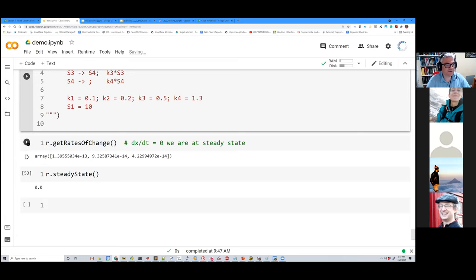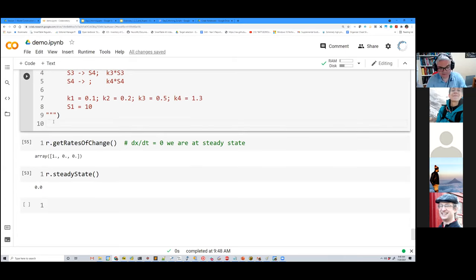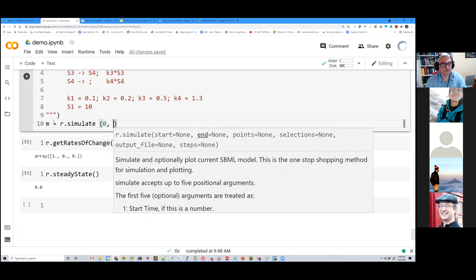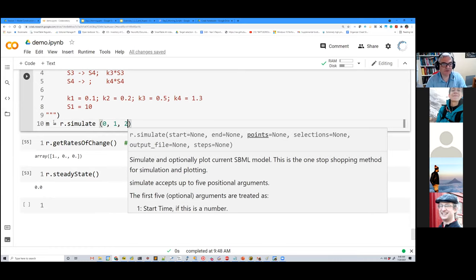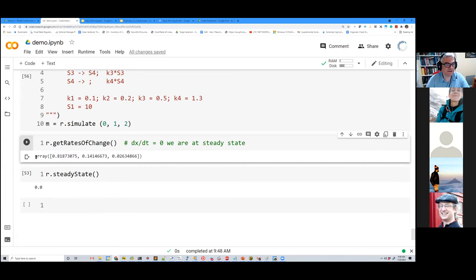And then I'll ask for the rates of change. Actually, let's run it for a little bit so it looks a bit better. I'll run it to one, two data points, I don't need much. And then I'll ask for the rate of change. So you see now these are the rates of change, the dx by dts. I think you agree that this system is not in steady state.